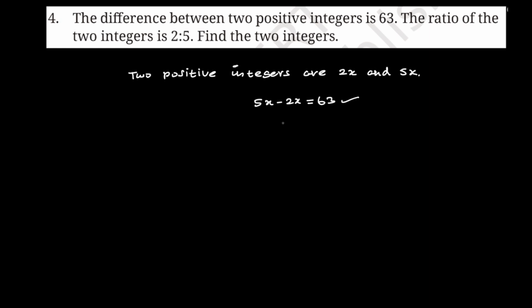So 5x minus 2x is 3x. So 3x equal to 63. Then x equal to 63 divided by 3. Then the value of x is 21. So we found the value of x.